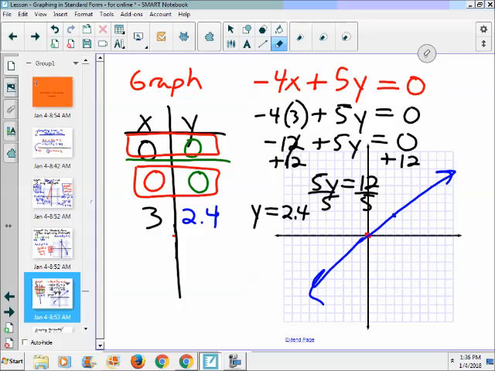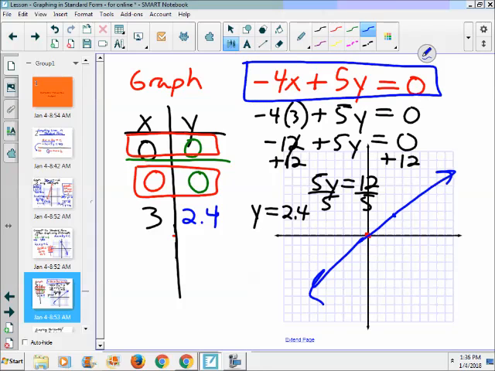So if ever your linear equation is set equal to 0, when you convert it to standard form, your x and y intercepts are both going to be 0, 0. Just plug in a random value for x, get the y value, and graph that point.